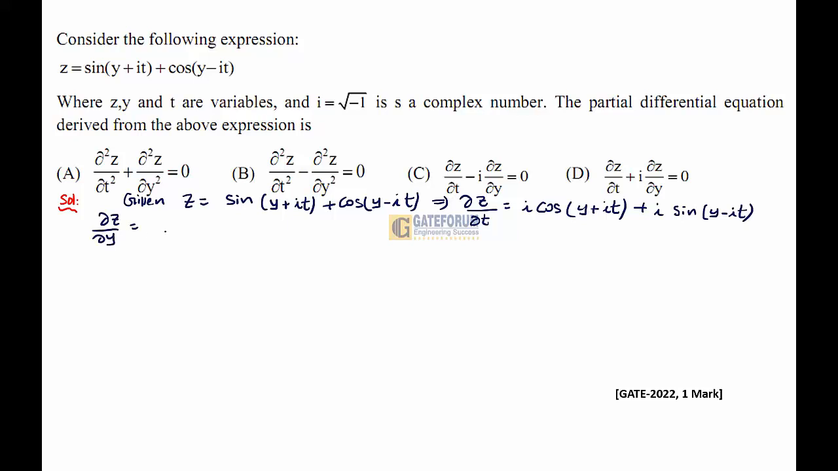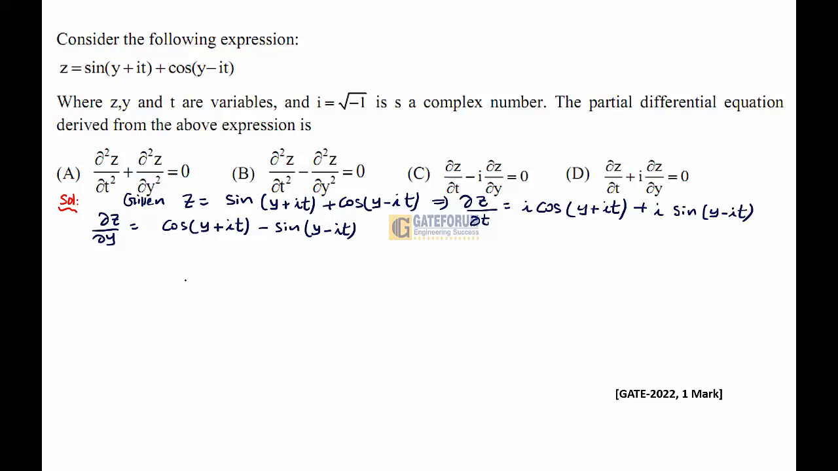Now dou z by dou y. With respect to y, partially means t constant. Sine derivative is cos, cos derivative is minus sine, y derivative is 1. So you will be getting cos of (y plus it) minus sine of (y minus it). So from this dou z by dou t and dou z by dou y, I cannot eliminate this cos and sine. Here there is a plus between cos and sine, even with i common, but here there is a minus. So there is no relation between these two partial derivatives according to the options.